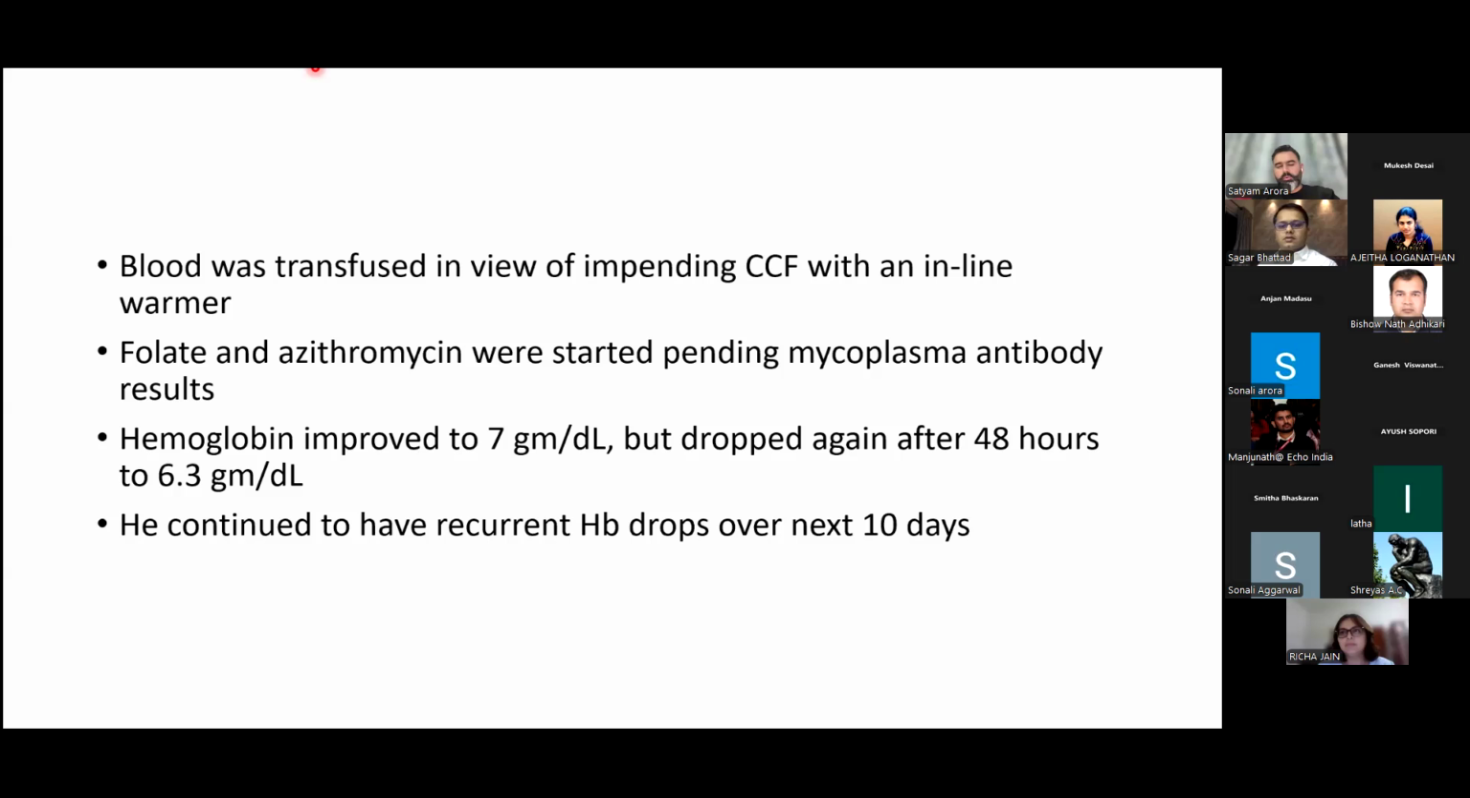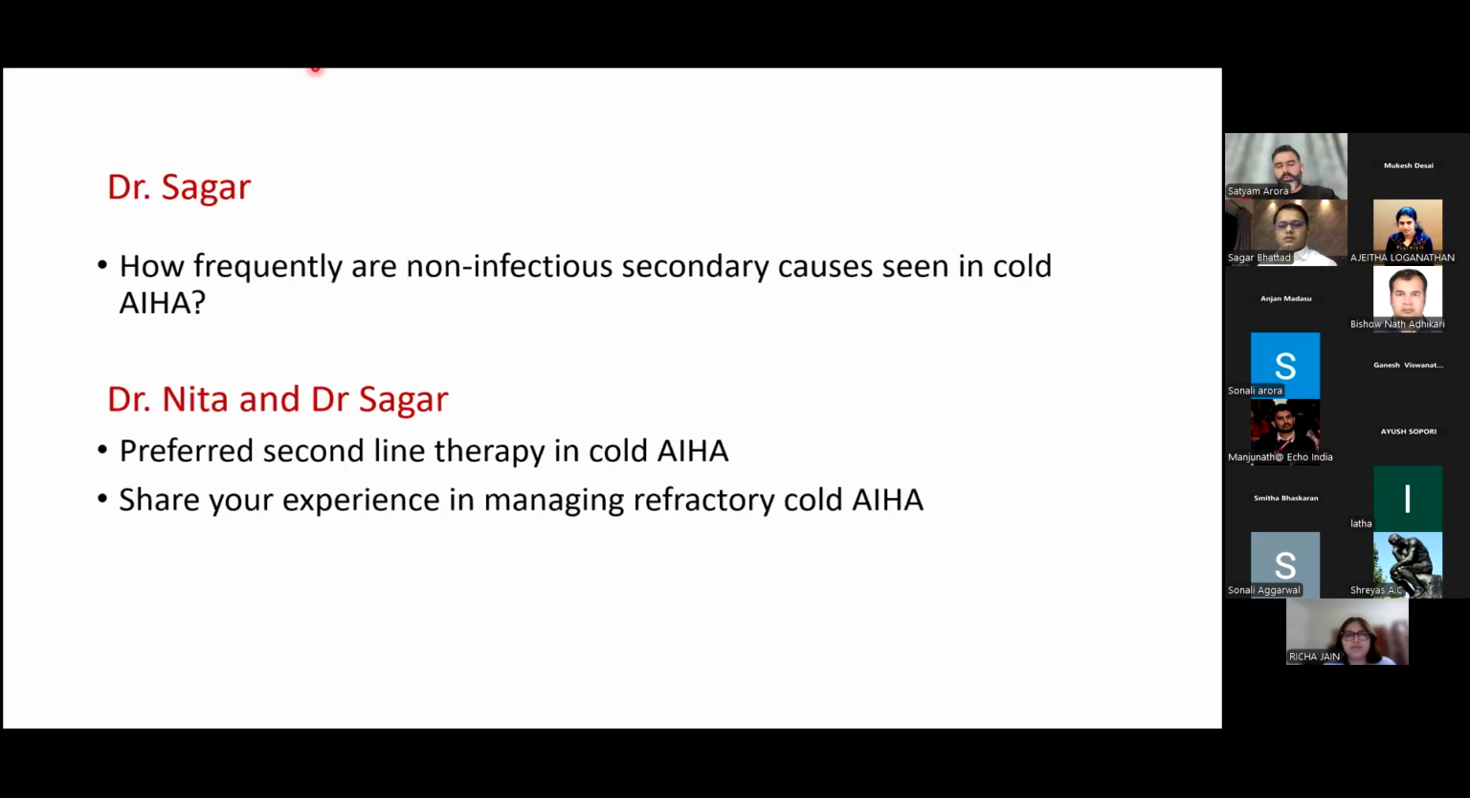Clinically, PCH has more of intravascular hemolysis, while cold AIHA has more of extravascular, liver-related hemolysis with less of plasma and urine Hb elevation. But yes, the lines can get blurry very easily between these two entities, clinically as well as laboratory-wise. So in the index child, blood was transfused, as Dr. Neeta has mentioned, with the warmer, best compatible unit, folate and azithromycin were started. Hemoglobin improved but dropped again after 48 hours. Typically, we think of cold AIHA as a disease which would not require a lot of transfusions, at most a single transfusion.